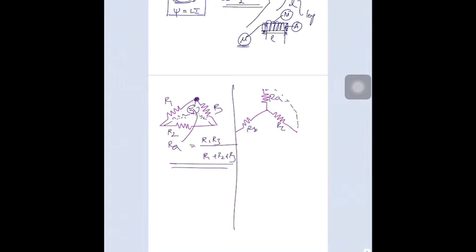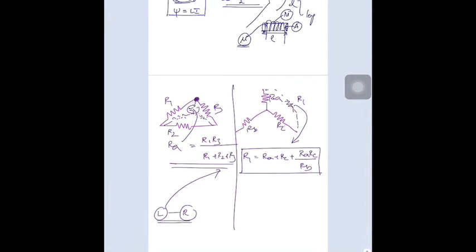So now we want this element, say it is R1. R1 is connected to RA and RC, so R1 is equal to RA plus RC plus RA into RC by RB. In the same formula, use L in place of R for an inductor, and use 1 by C in place of R for a capacitor. So the star delta concept is simple.